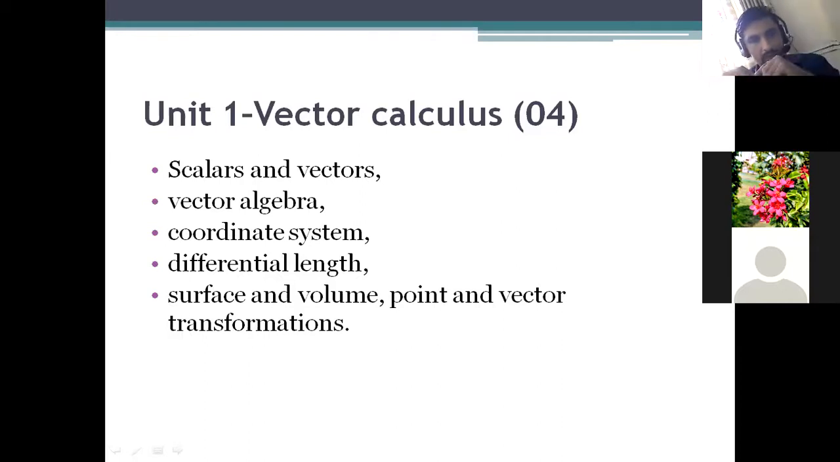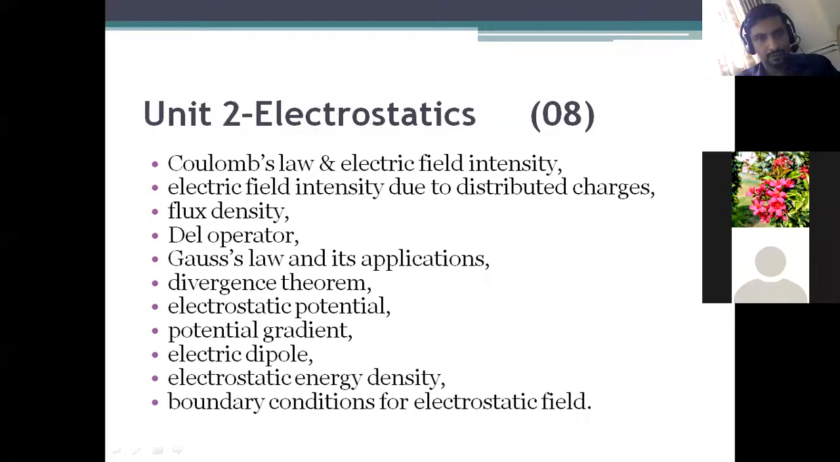So I do not expect you to understand whatever I said, but at least part of it should have reached you. So differential length, differential surface, and differential volume. Those mathematical concepts we will see in the first unit, and then in the second unit onwards, we will see how they can be used. And then point and vector transformations, right? If a point is given in a coordinate system, how you can convert it into another, and vector transformation. All those things we will see in the first unit.